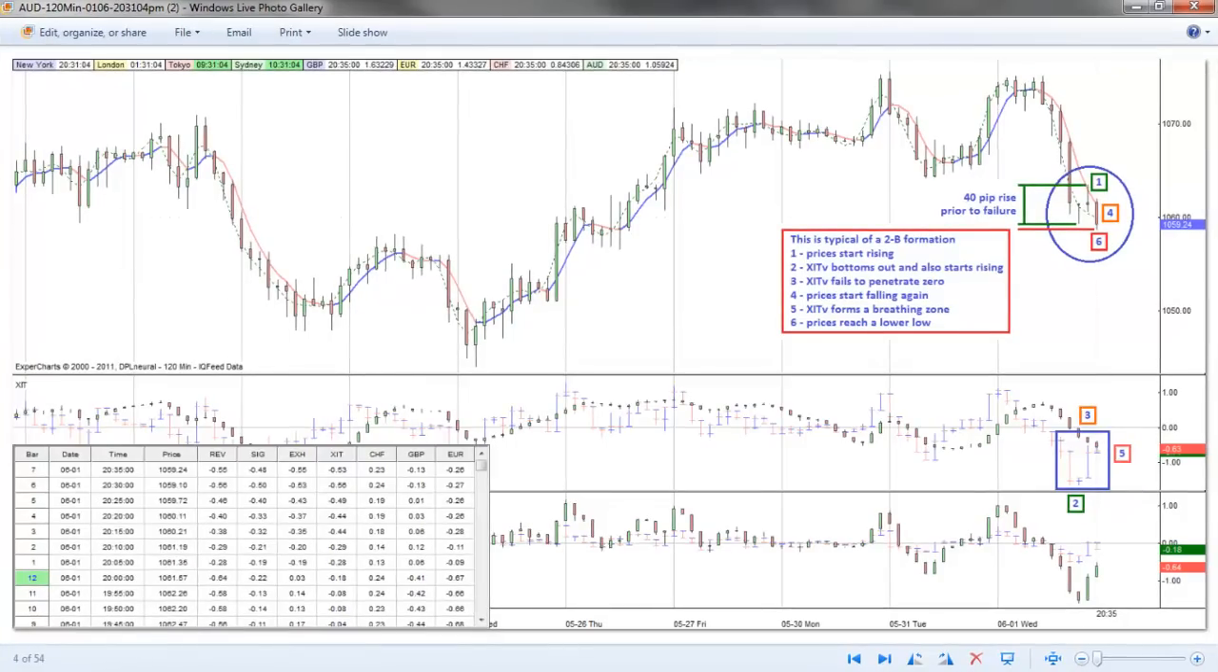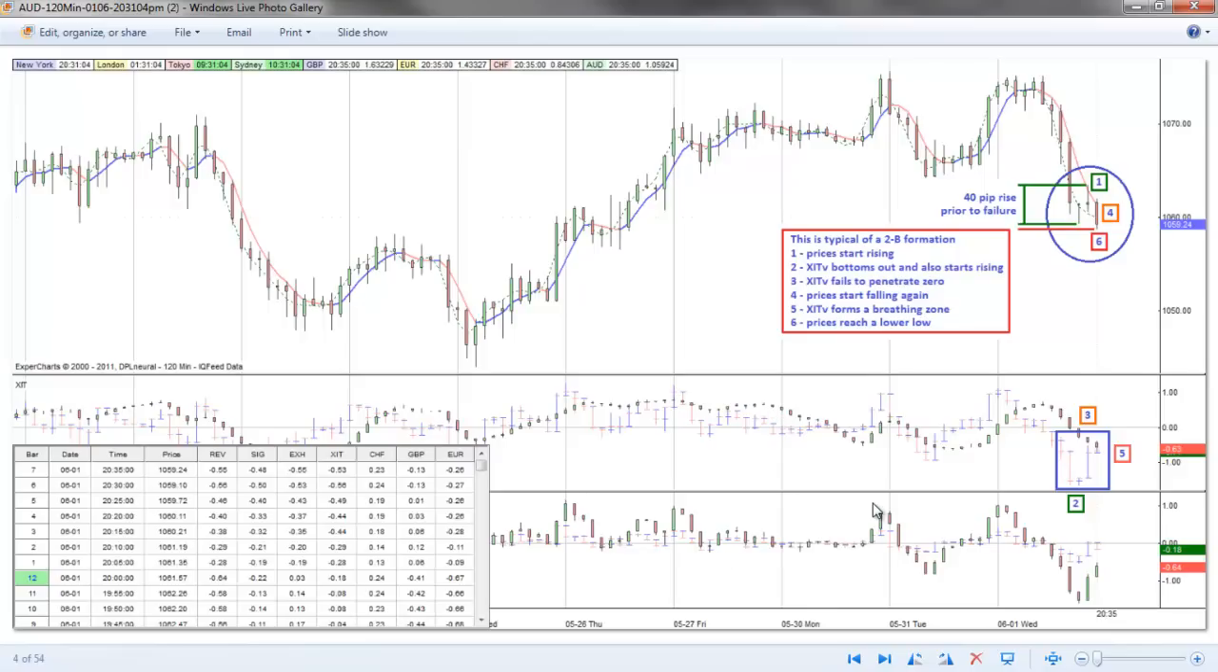How to identify a 2B formation. What you can see here is we have the Australian dollar at the 120-minute time frame. You can see we have the price chart in the main section of the window, and you've got the XIT indicator, and then we've also got the SIG indicator at the bottom here.